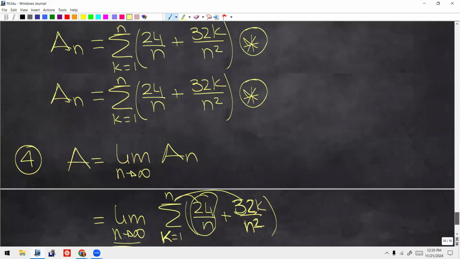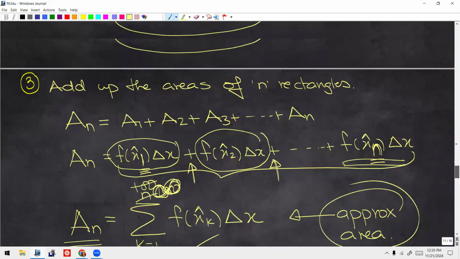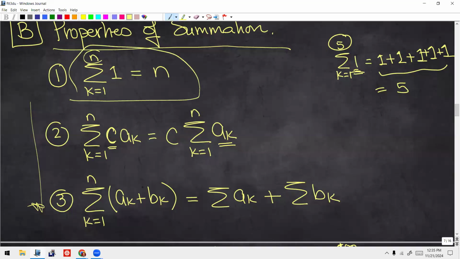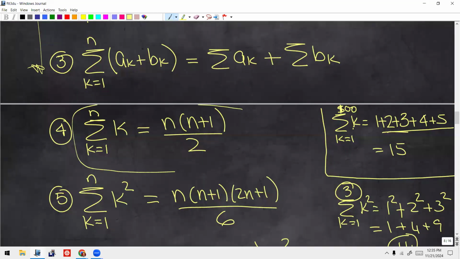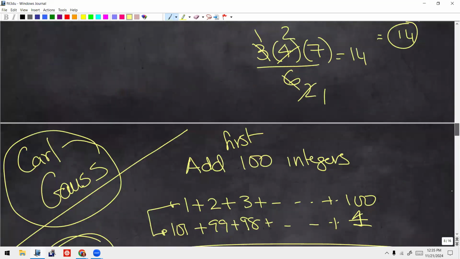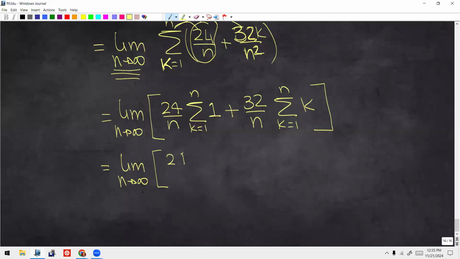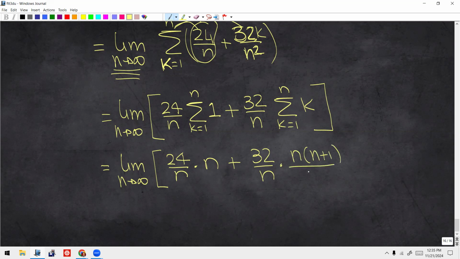If you go back and look at your notes, what is the summation of 1? This is where you need those formulas. Without that, you cannot do that. Summation of 1 is what? Whatever this variable is, n. Is that okay? And then we're going to need summation of k. Summation of k is what? That. Is that okay? So we're going to need both of these formulas. They were in the video that I sent out yesterday. Okay. So in this case, we're going to end up with 24 over n times n, because summation of 1 is n, plus 32 over n squared times summation of k, which is n times n plus 1 over 2. That was a formula for summation of k.